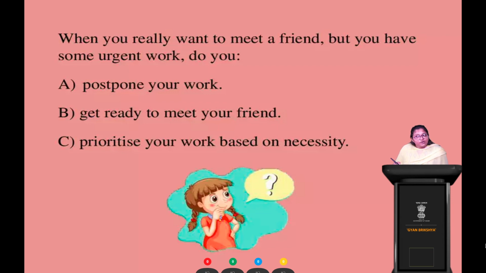Okay, option A, postpone your work. Option B, get ready to meet your friend. Option C, prioritize your work based on necessity. So what will you do? Will you postpone your work, or go to meet your friend leaving the work, or prioritize your work based on what you need to do first? Your time starts now. Give me your responses.